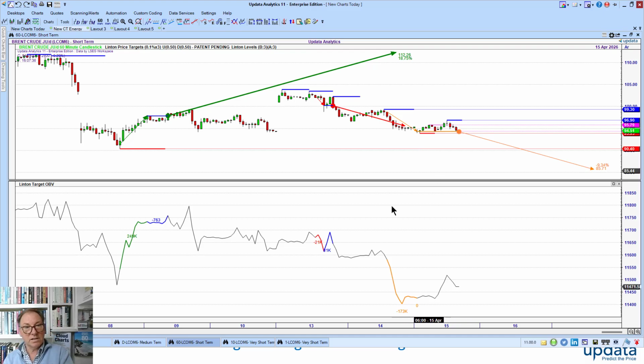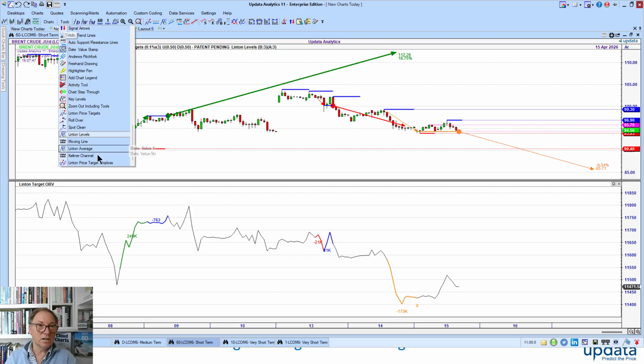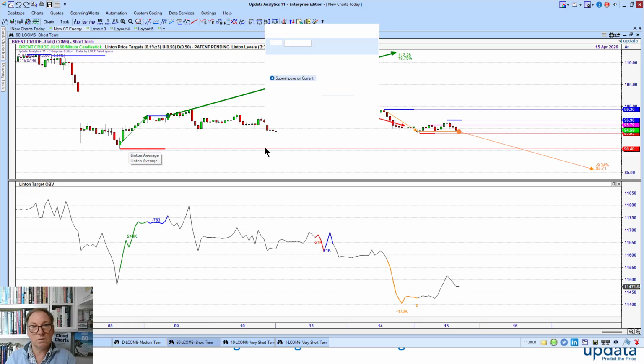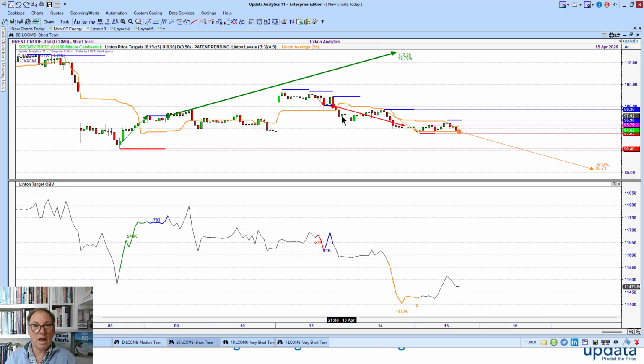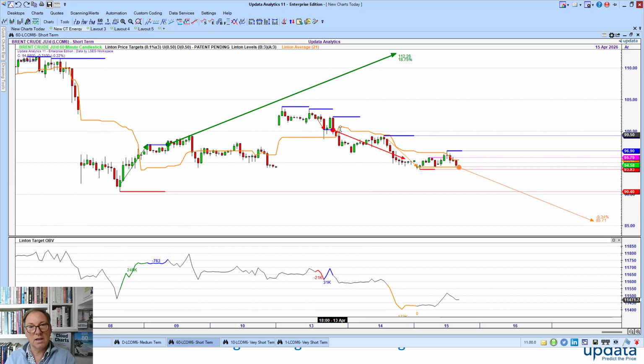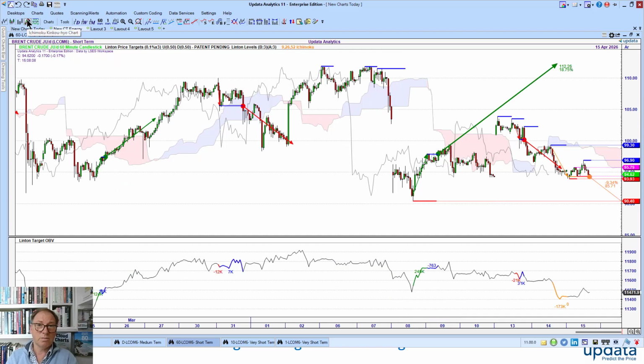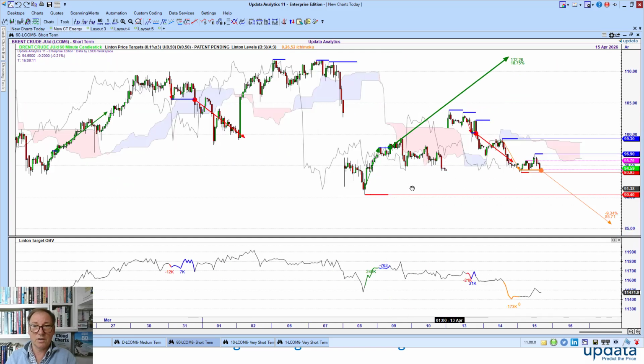So that's another tool. I did mention the midpoint average, so we can actually go and put that on as well. That's in the bottom of the tools menu. We call it the Linton average, and that just helps us understand again that you can see here that we are below the cloud, the downside target, below the average. I could also go and put the cloud on, which is my preference, and I can see also that I'm below the cloud.